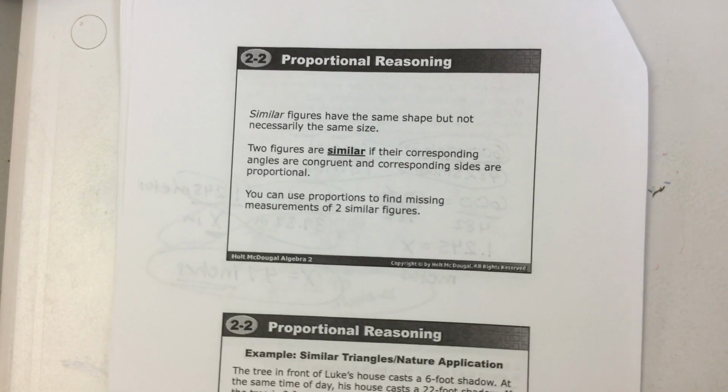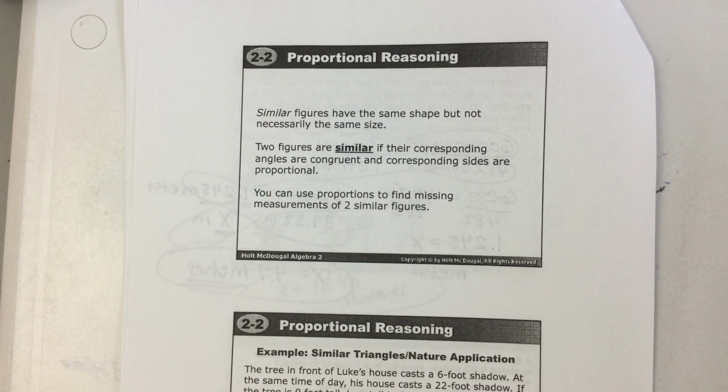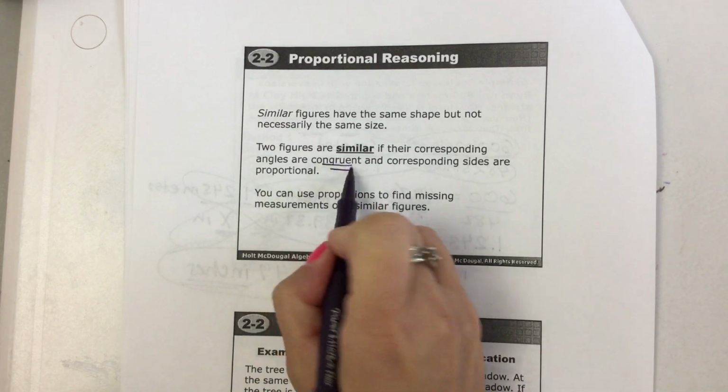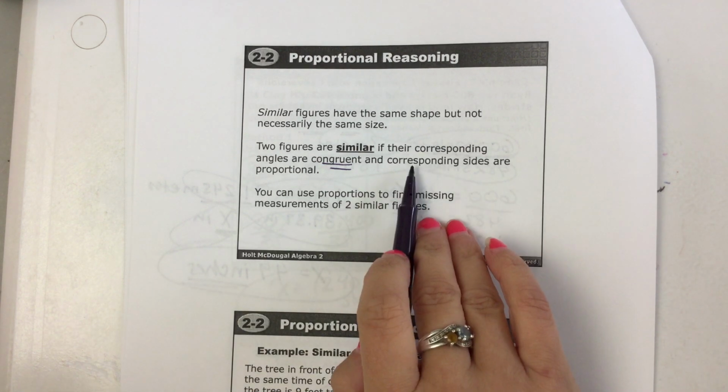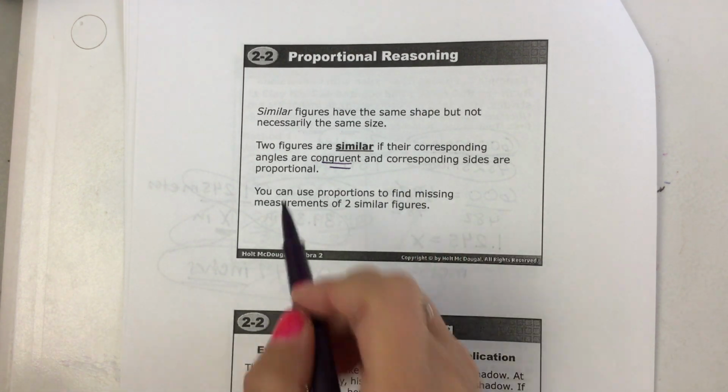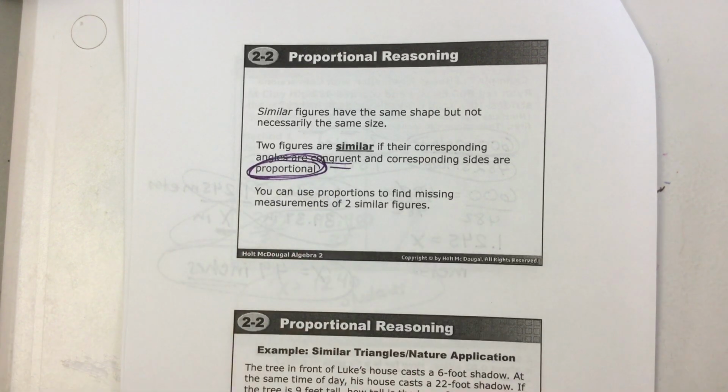Now this is where it gets kind of fun, at least for me. Similar figures, okay, from geometry. Similar figures have the same shape, but not necessarily the same size. Two figures are similar if their corresponding angles are congruent. That means their angle measurements, the angles in the exact same spot in the shape, are congruent, which means that they are the same. Their corresponding sides, the sides that are in the same location, are proportional.